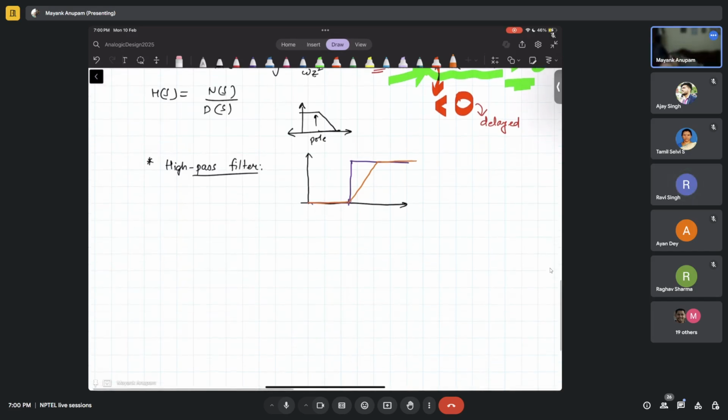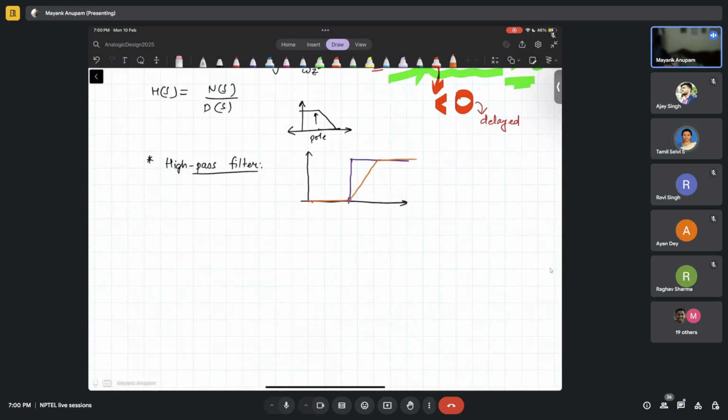Yes. So can you tell me how the transfer function H of S of this will look like? You clearly see that here it is rising, right? So there should be a zero at this point. That is why it will rise, right? Yes, sir. The magnitude is going up, which means there should be a zero here.